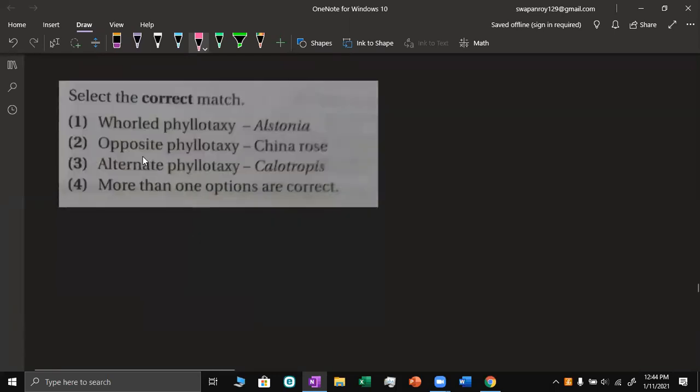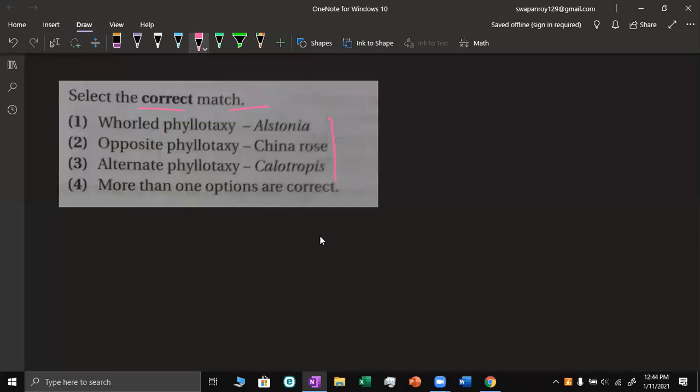Here is the question: select the correct match. This is the type of phyllotaxy and example. Hold phyllotaxy. Select the correct match. Alstonia, whorled; China rose, alternate; Calotropis, opposite. More than one option is correct.